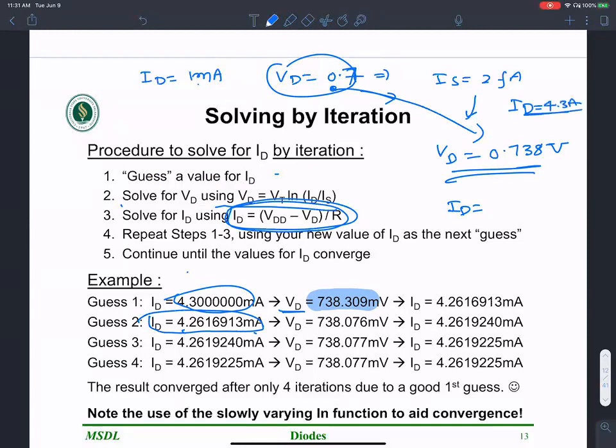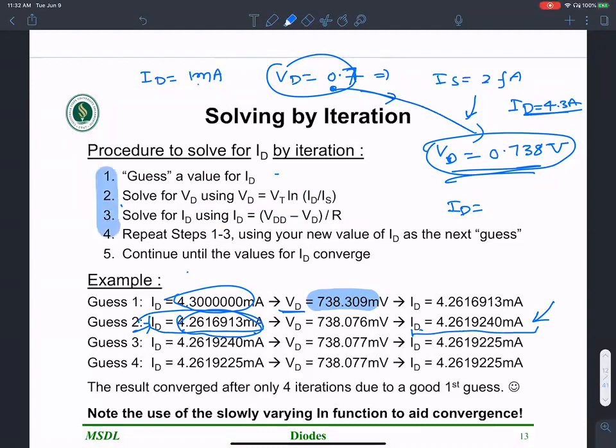Then we adjusted the assumption of VD to be 0.738. Using that, I refined ID to be 4.26. So I keep improving, iterating using the same steps. We repeat steps 1 to 3: guess a value for ID initially, then we keep successively refining ID.